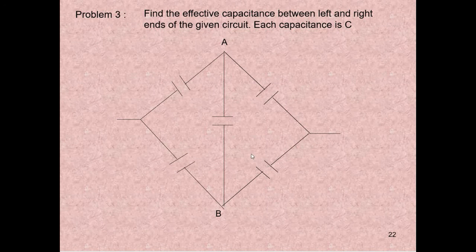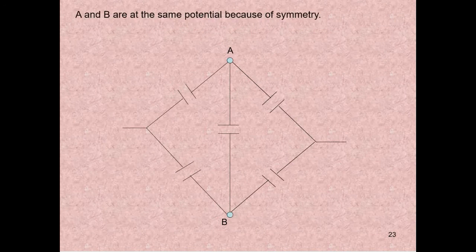A and B are not in series, ma. A and B are at the same potential. Yes, sir. Because of symmetry. That is what I wrote here. A and B are at the same potential. Because of symmetry, that's enough.